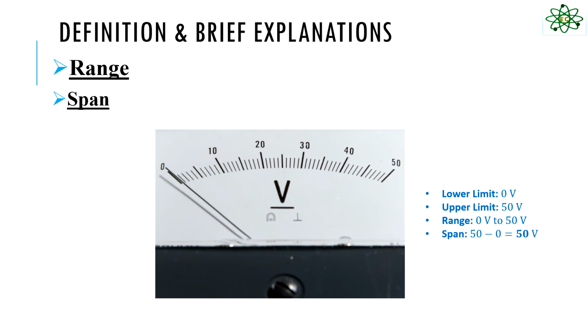Now, next is span. Span is defined as the algebraic difference between the upper and lower limit of the range. If we take the same example of the voltmeter ranging from 0 to 50, then its span is 50 minus 0, that is 50. So remember, range gives us the lower and upper limit, while span gives us the difference between those limits.